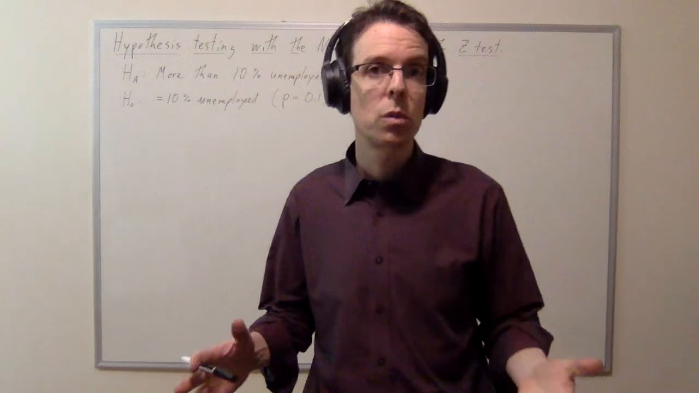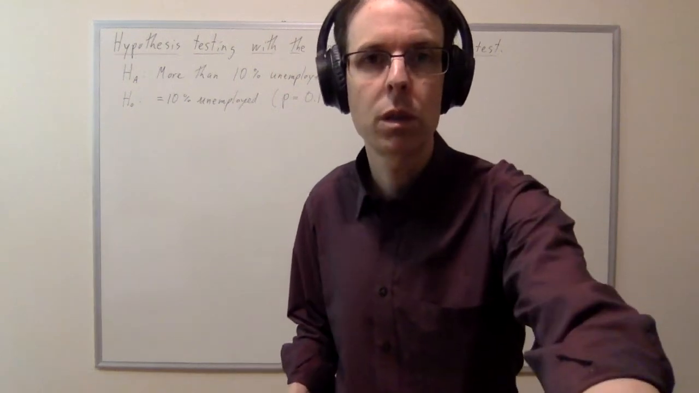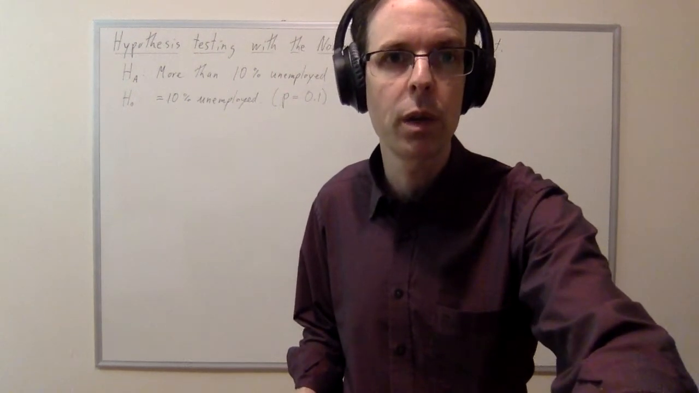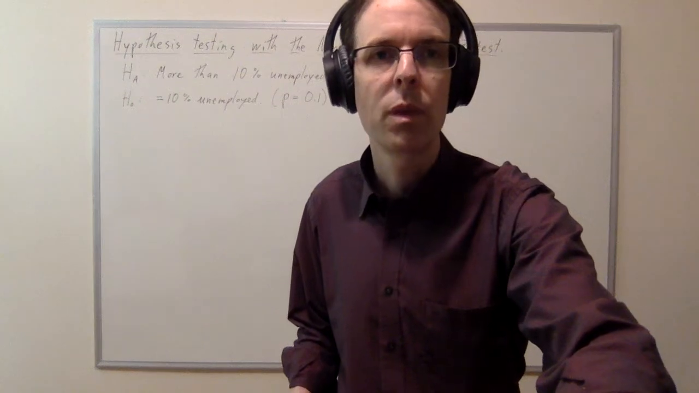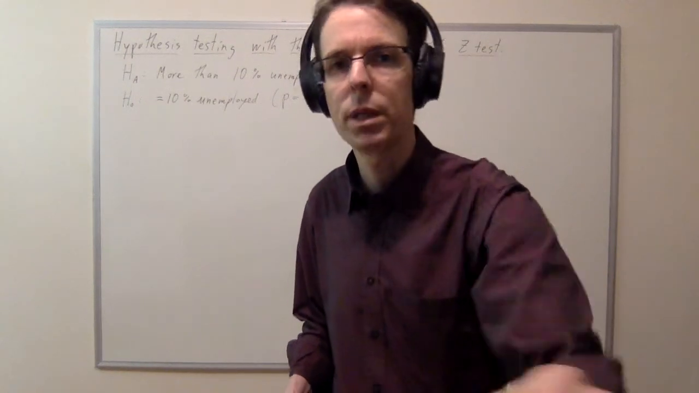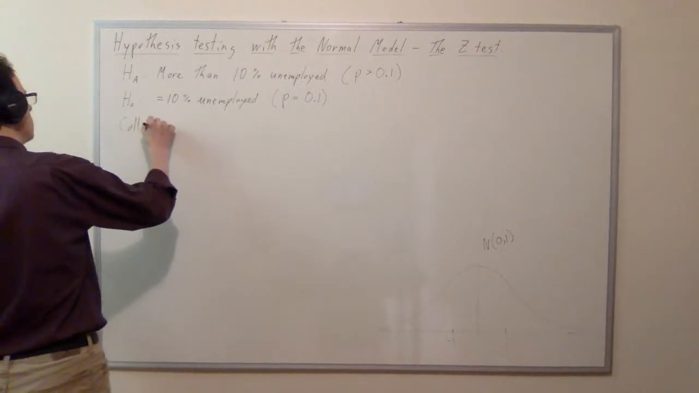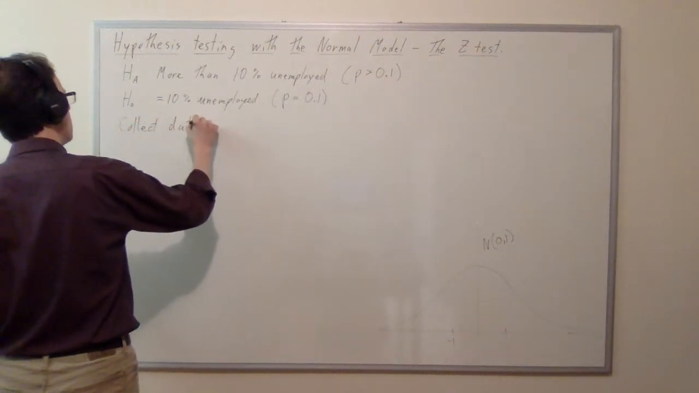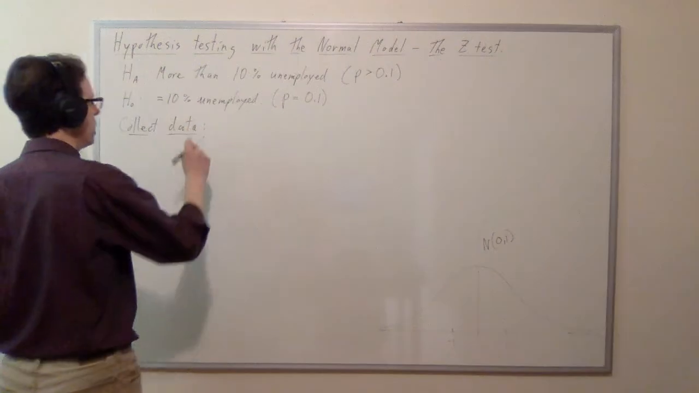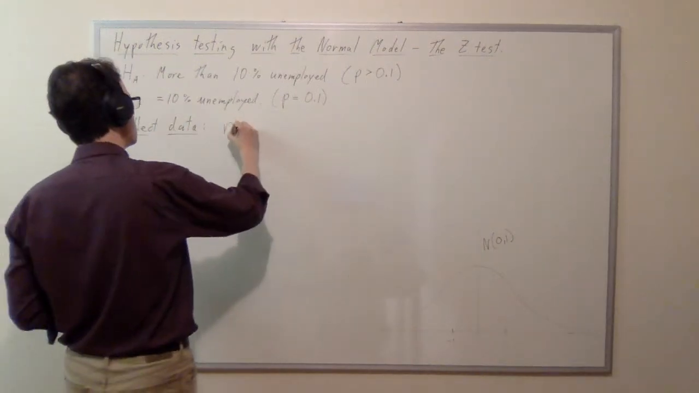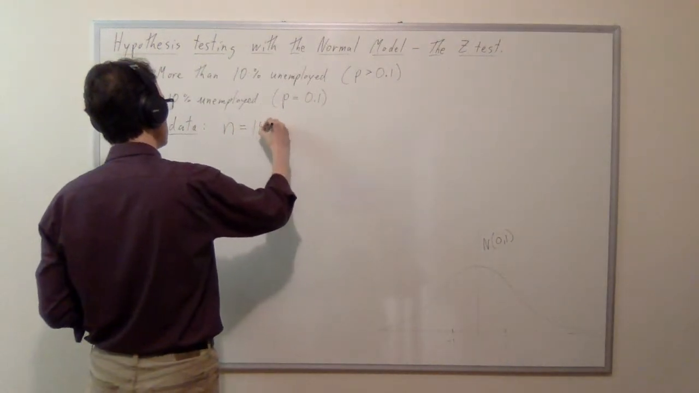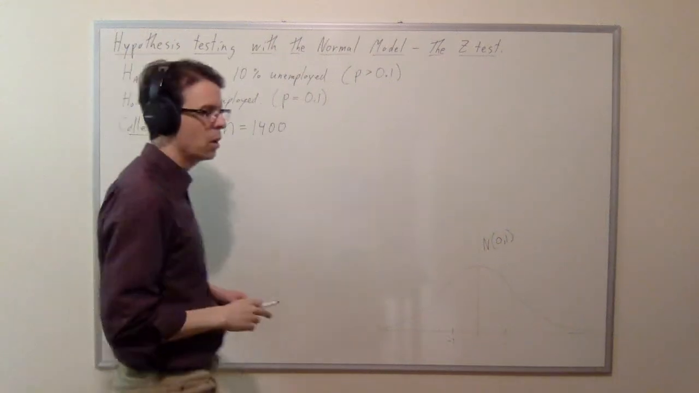Now, of course, we have to assume here that this is a data-driven investigation. And so let's assume that we collect some data. And so let me describe the data set for us. Now, anytime you collect some data, then you have to have a sample size. So let's assume that our sample size is really pretty good. I'm going to take a sample size of 1,400.